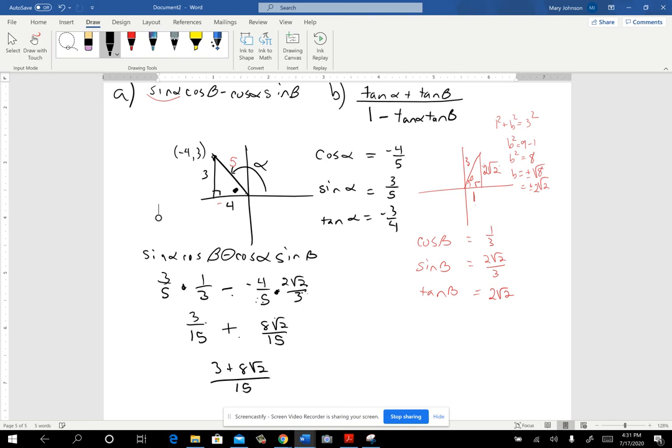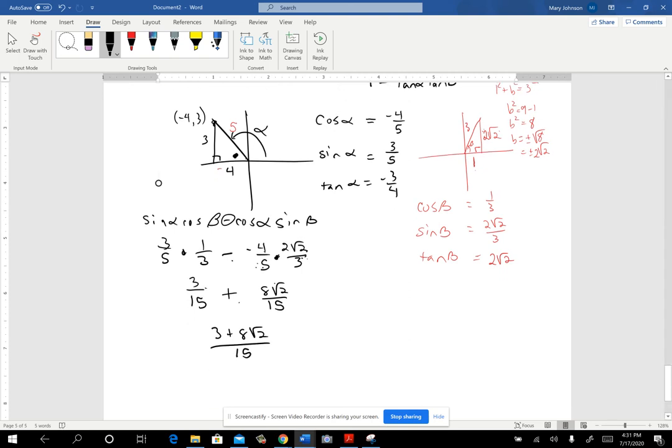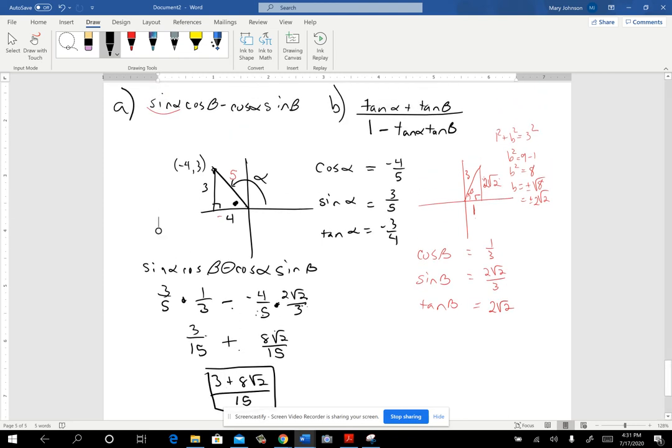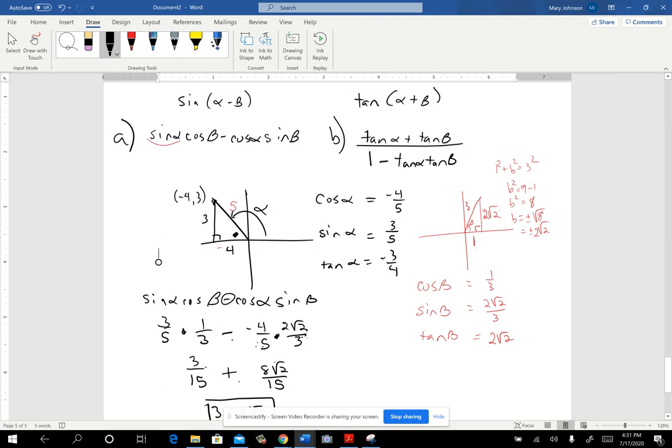And don't add the denominators. Remember, you get a common denominator, but then you just add the numerators. So that would be the exact answer for that one. Okay, and then the other one we were doing, okay, so that was the sine of alpha minus beta. The other one we were doing was the tangent of alpha plus beta.